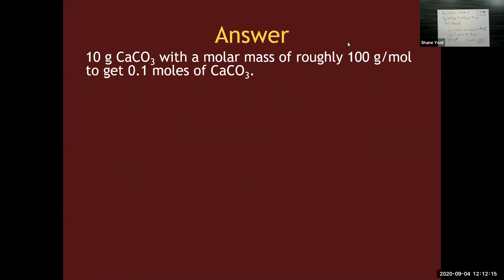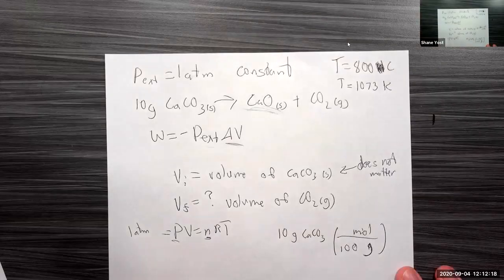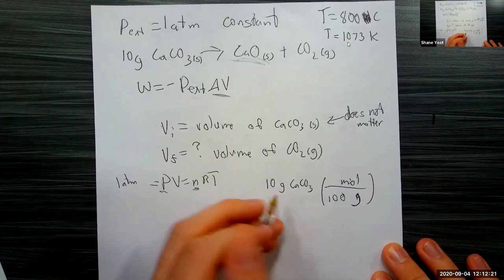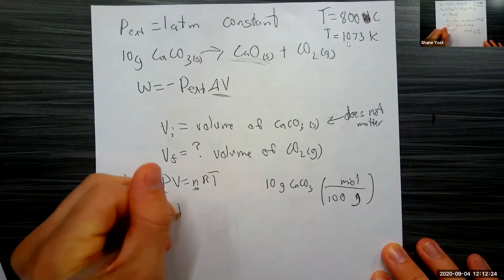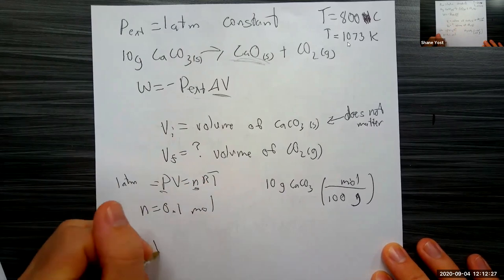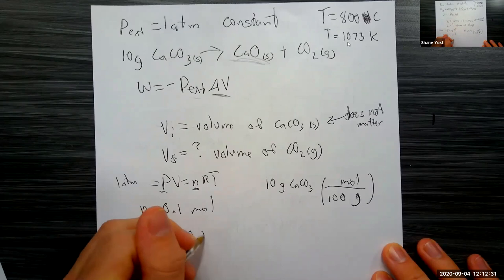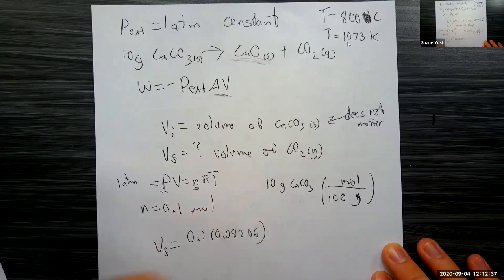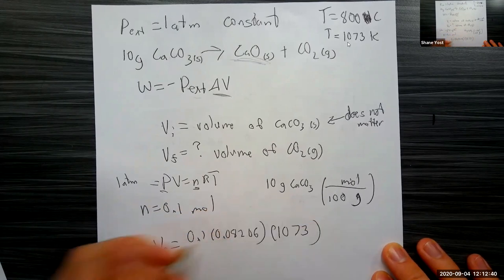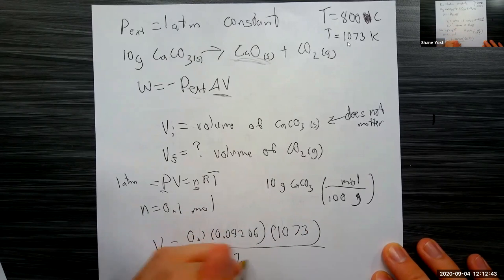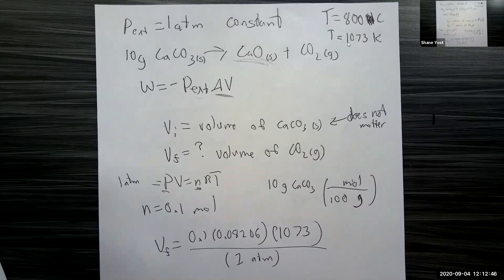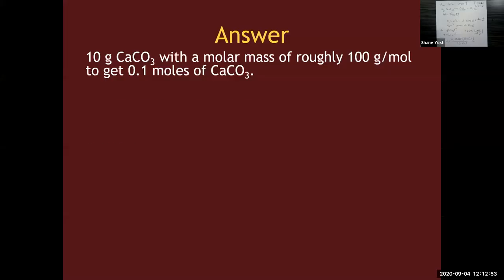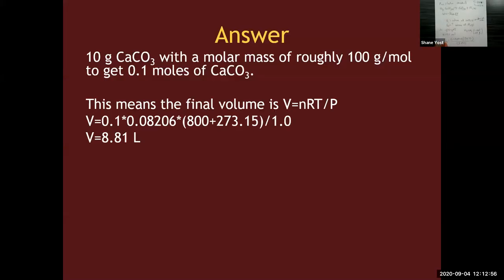Going back here, that gives us roughly N equals 0.1 moles. So now I can solve for my final volume, which is just going to be 0.1 times 0.08206 times the temperature, 1073, divided by the pressure, which is 1 atmosphere. And that volume comes out to be, so the final volume is 8.81 liters.